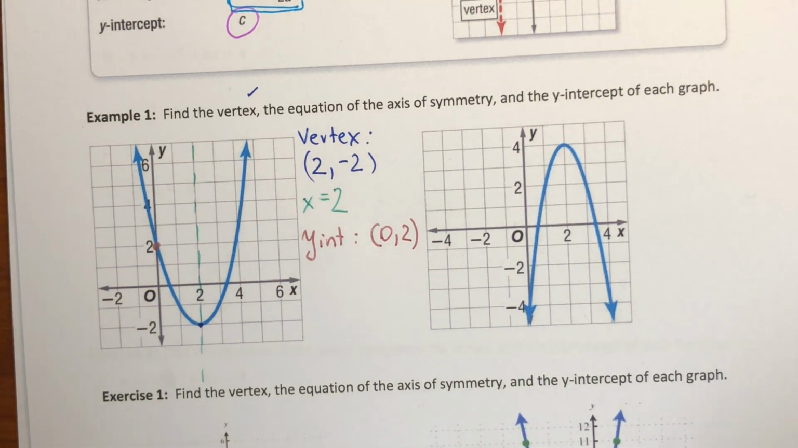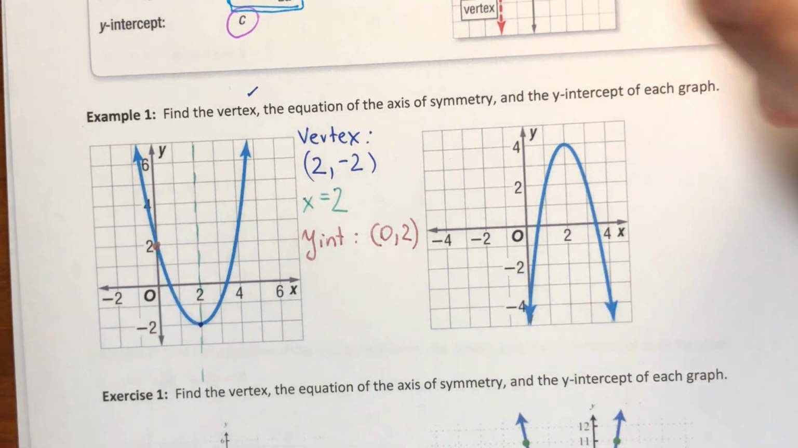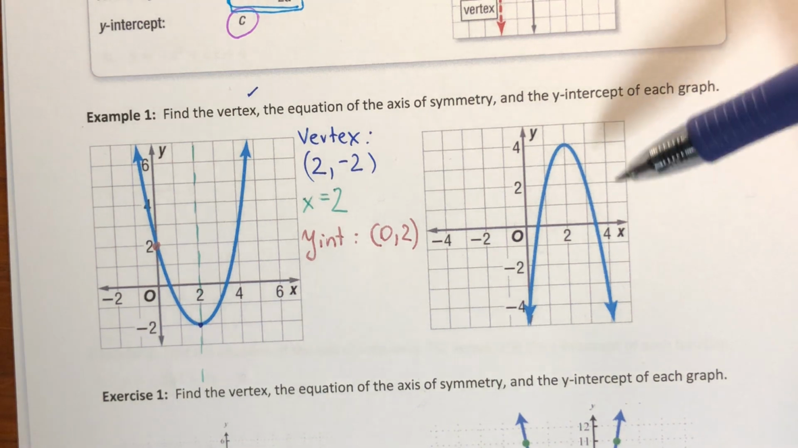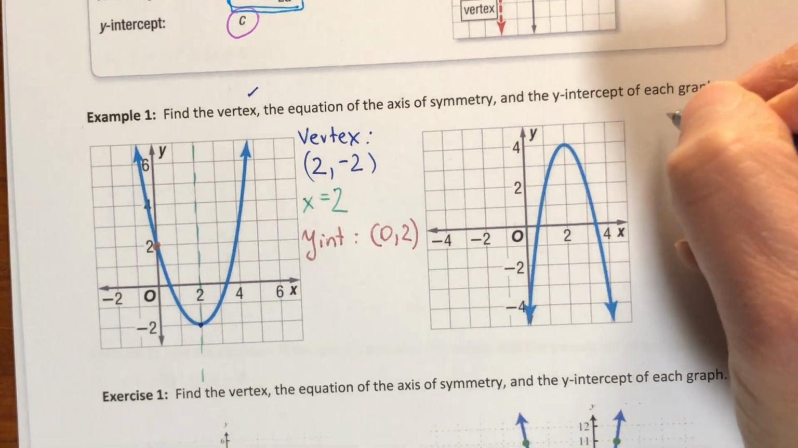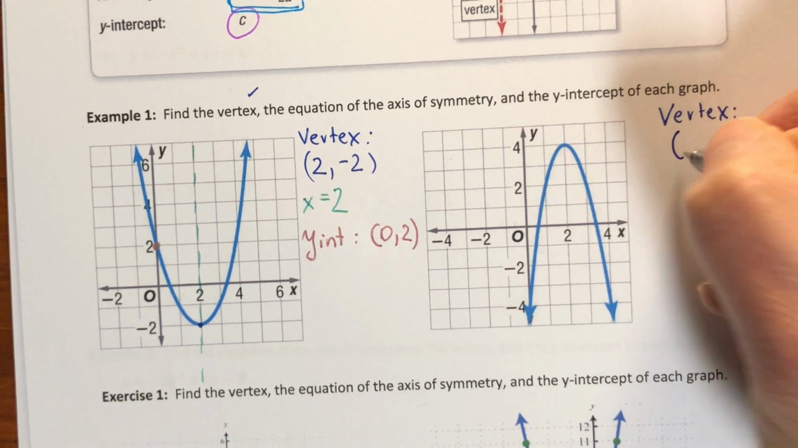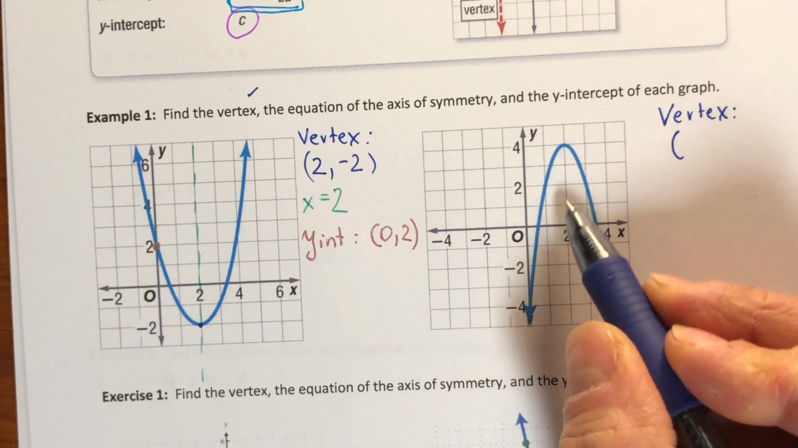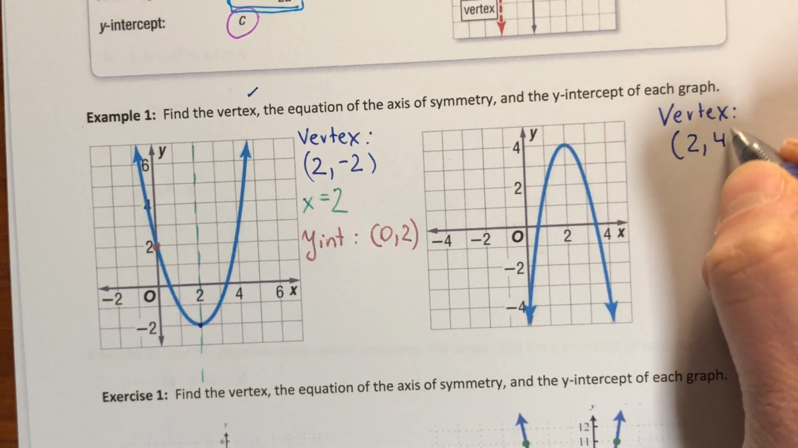Let's do another one. I want you to see this parabola as upside down. That means that if we were to find the equation of this parabola, the a would be negative. Okay, let's start with the vertex. We run 2, and then we jump 4. So the coordinates of the vertex 2 and 4.